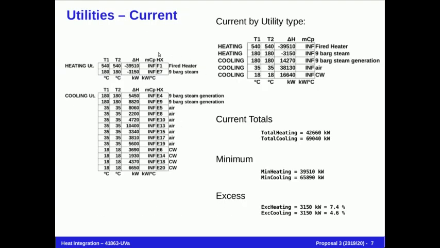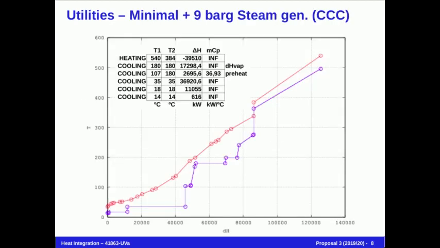Then, comparing the current utilities with the minimum utilities, we can calculate an excess of 3.15 megawatts. This is 7.4% in heating and 4.6% in cooling. It can seem not very wide, but as heat flows are big, then savings can be big also. I have then made the proposal of new utilities.